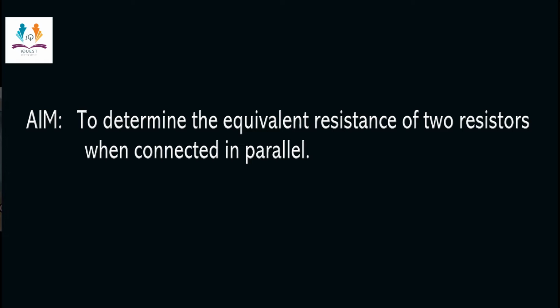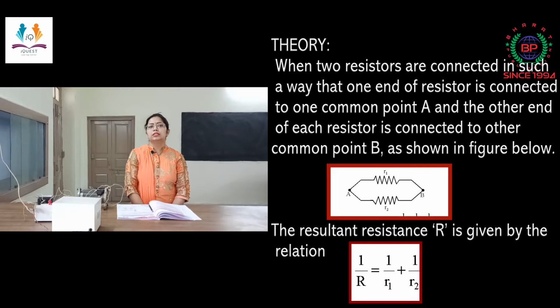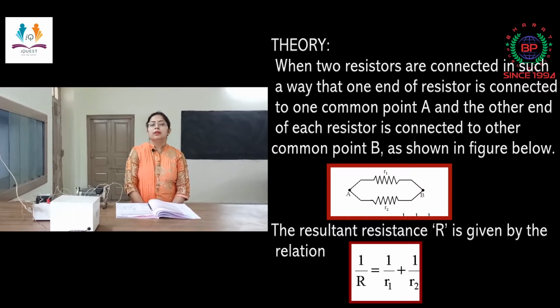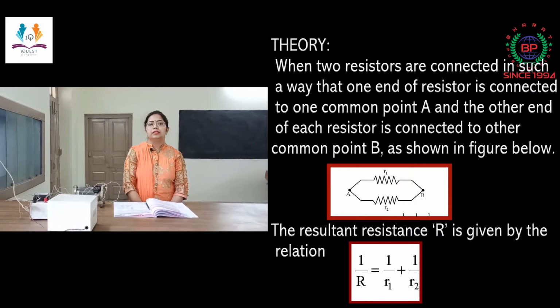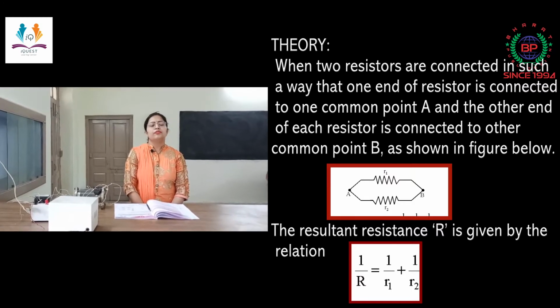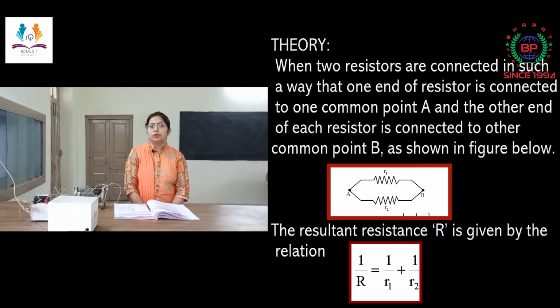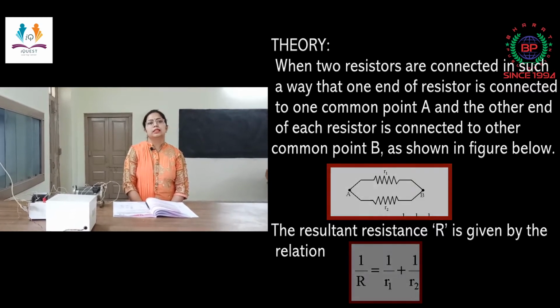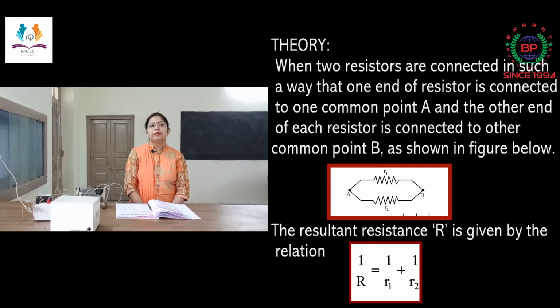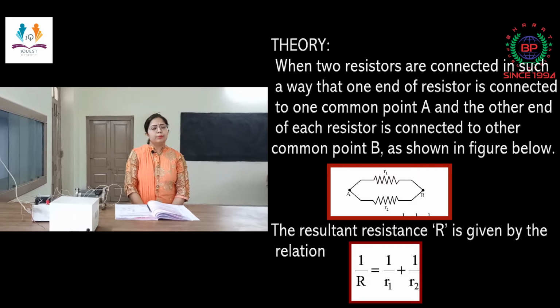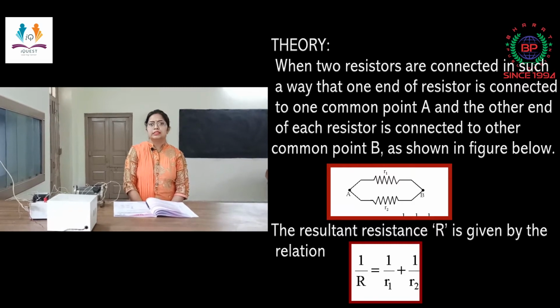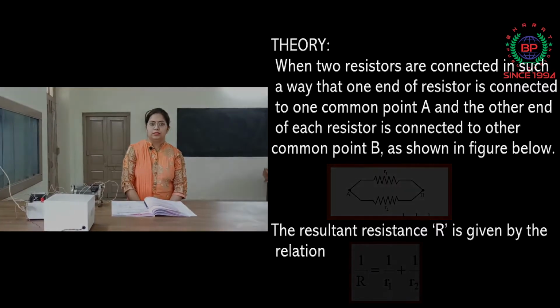When we say that two resistors are connected in parallel, it means that one end of all the resistors is connected to one common point and the other end of all the resistors is connected to another common point. The formula to calculate the resultant resistance when a number of resistors are connected in parallel is: the reciprocal of the resultant resistance is equal to the sum of the reciprocals of all the resistors that are connected in parallel.